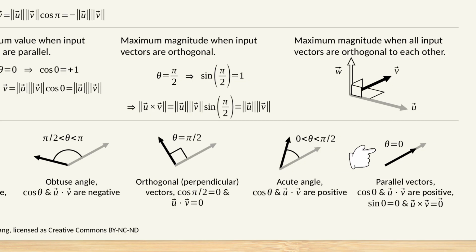When the vectors are parallel, they point in the same direction. The angle between these 2 vectors is 0. Cos of 0 is +1, so the dot product is a positive number. Sine of 0 is 0, so the cross product evaluates to the 0 vector, which has a magnitude of 0.